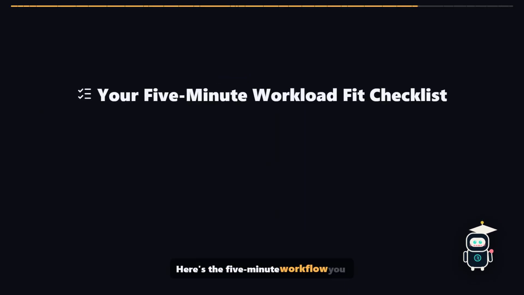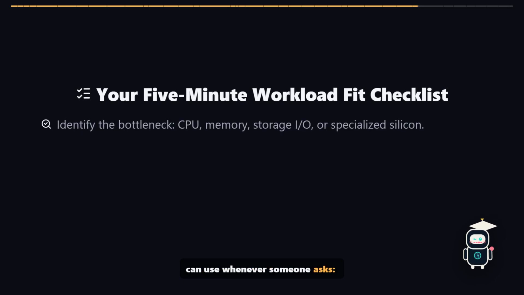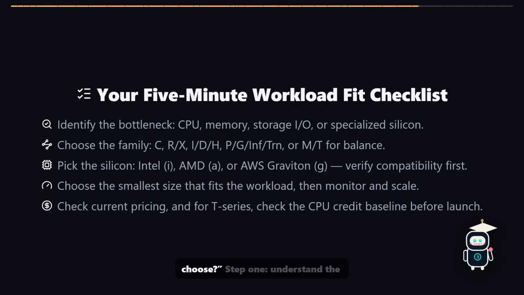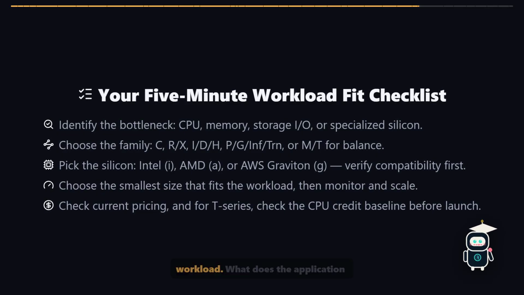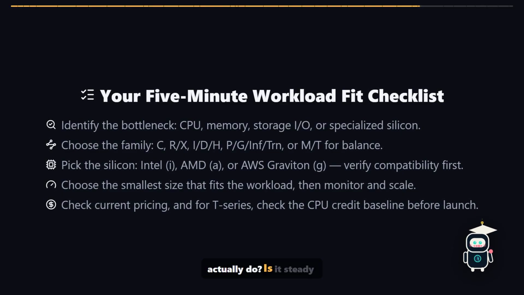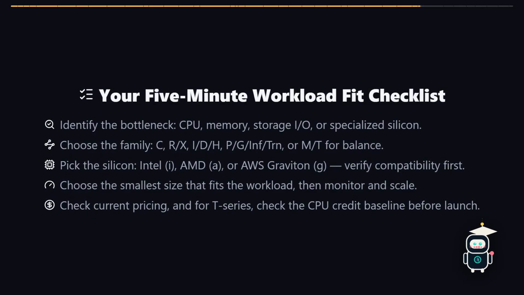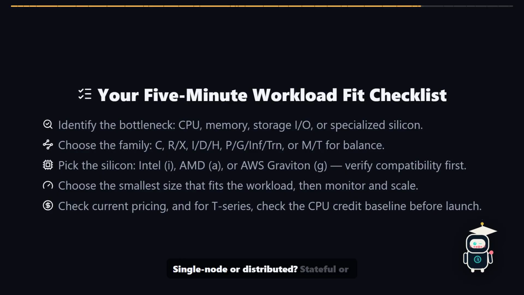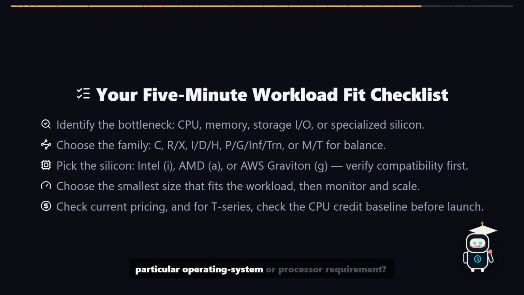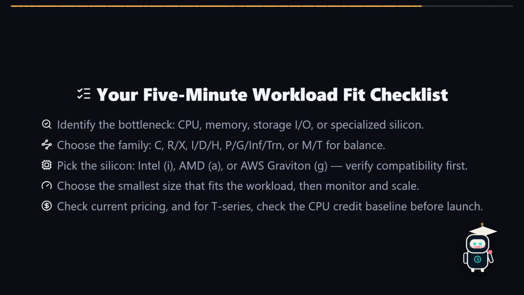Here's the 5-minute workflow you can use whenever someone asks, which EC2 instance should we choose? Step 1. Understand the workload. What does the application actually do? Is it steady or bursty? Interactive or batch? Single node or distributed? Stateful or stateless? Does it have a particular operating system or processor requirement?